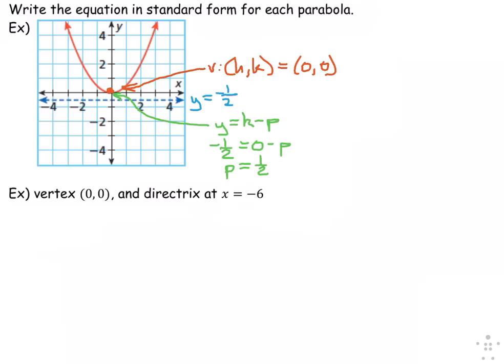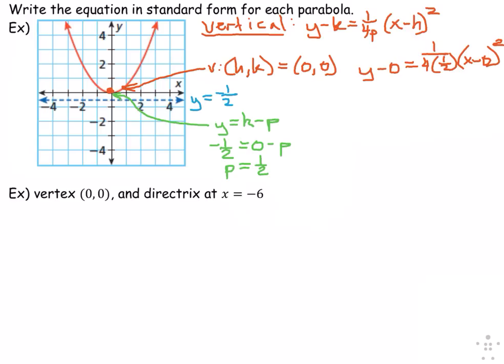So next, it's essential to know which standard form to use. So looking at the graph, we could see that this is an upward opening parabola, so we want the vertical standard form. And with this standard form equation, we will now substitute in the known values to write the standard form.